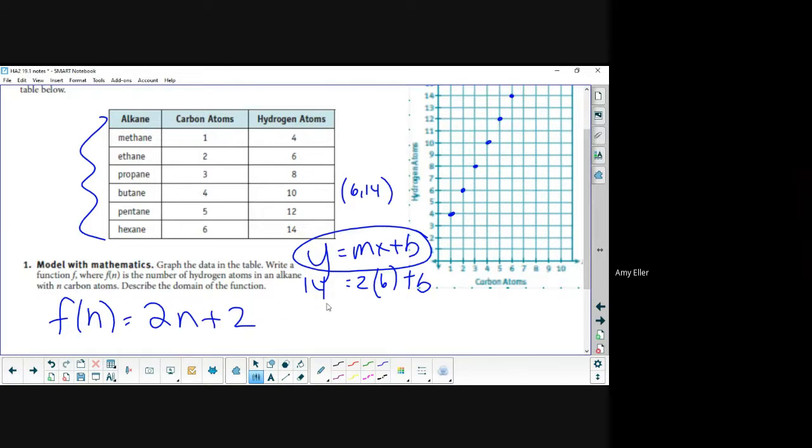Describe the domain of the function. We can leave that blank. We know what the domain is. They're always going to be whole numbers because we have carbon atoms. We don't have a half of an atom. So we're always doing whole numbers.